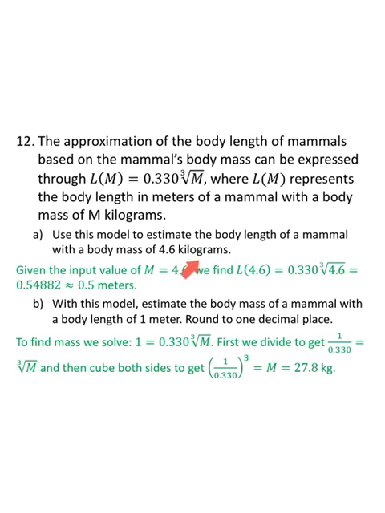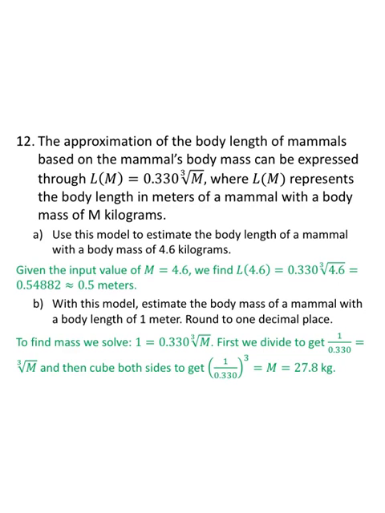I'm given kilograms. Kilograms, that's my capital M. Oh look, my capital M is 4.6. Everywhere I see an M, I put in 4.6, which means I evaluate 0.330 cube root of 4.6. Using the calculator, that's about 0.5 meters. My length is given in meters, so I include the units.